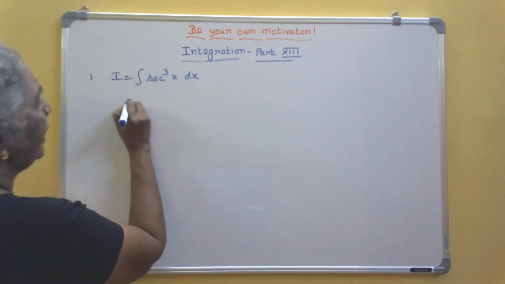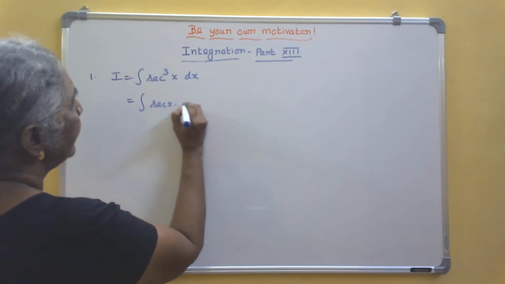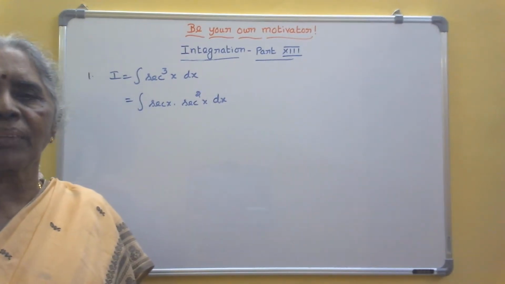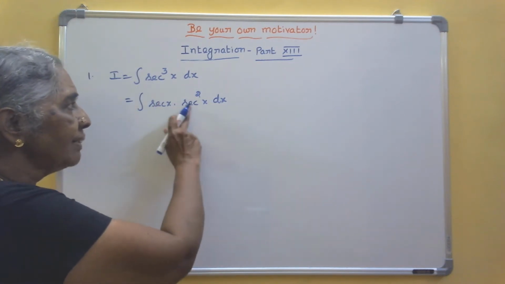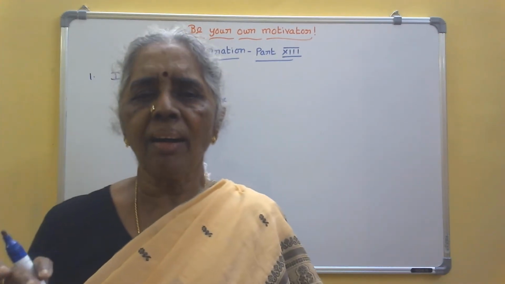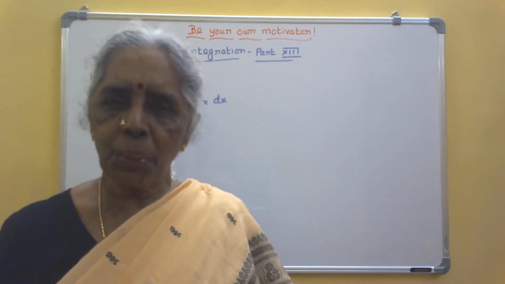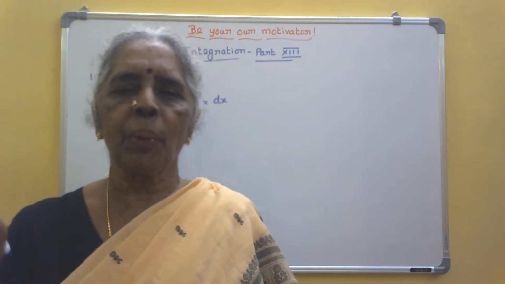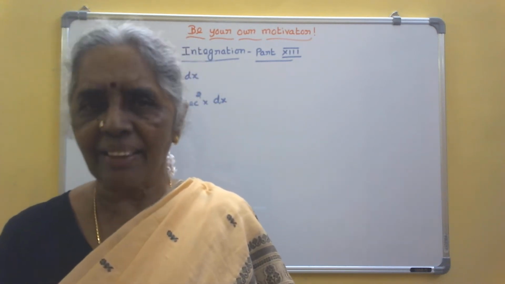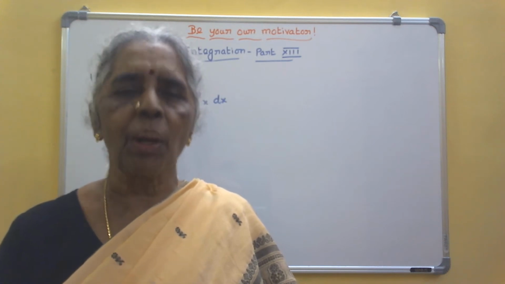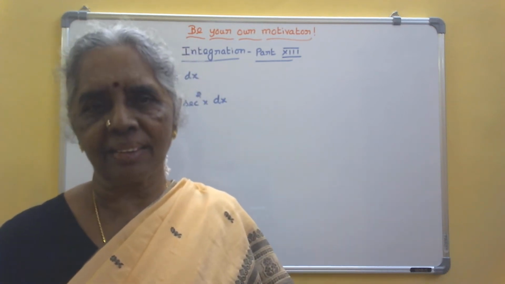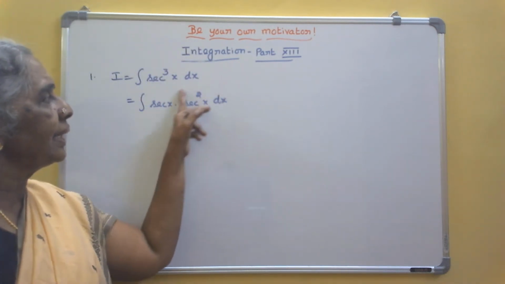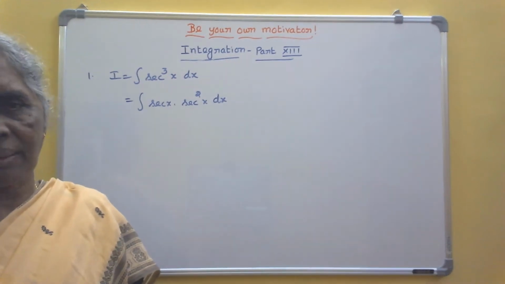You write secant cube x as secant x into secant squared x dx, right? Now, secant x as well as secant squared x are trigonometric functions. Usually, when will we apply integration by parts? Only when you get a product of two different functions, isn't it? But here, we are going to apply integration by parts anyway. That is the speciality in this sum. Now here, secant squared x dx is very easily integrable. That is a straight formula.